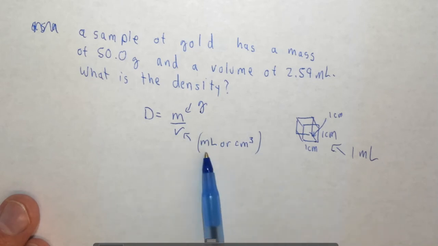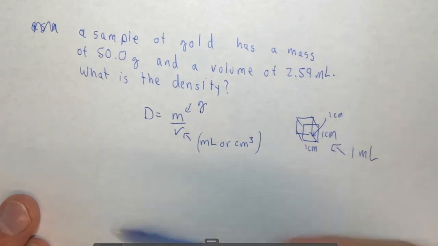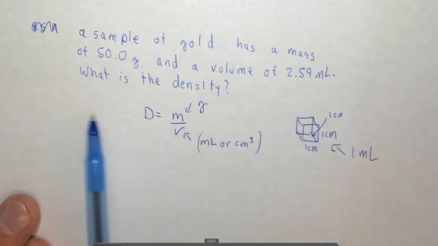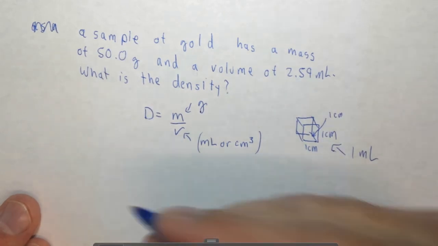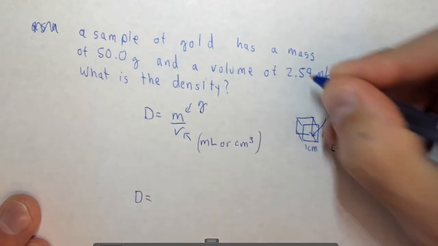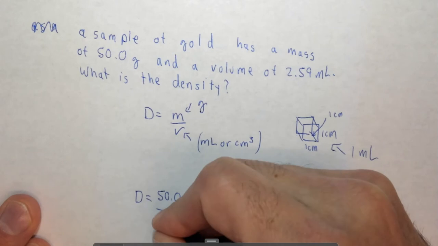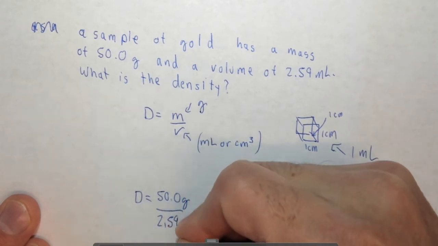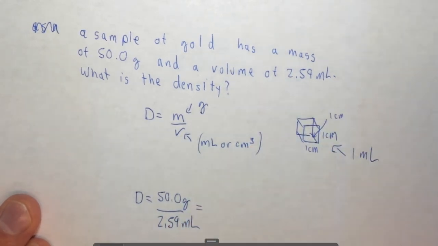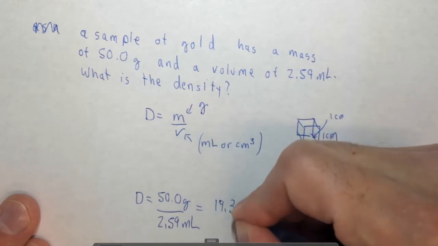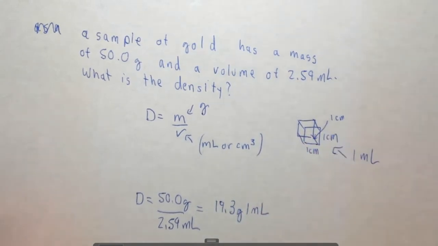Some books will say this is for liquids and this is for solids, but I've seen both used interchangeably. So back to the original problem. We're given a mass and we're given a volume. So density equals the mass, 50.0 grams, divided by the volume, 2.59 milliliters. So in this case, we get 19.3 grams per milliliter. So gold has a density of 19.3 grams per milliliter.